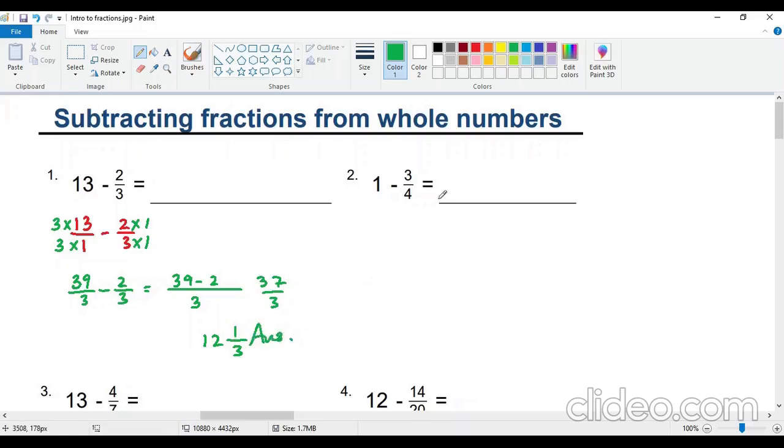As I said earlier, whole number should be treated as a fraction. Negative 3 over 4, equalizing the denominator. Multiply this by 1 and 1 by 4. Multiply the numerator also by the same number. That's going to give us 4 over 4, negative 3 over 4. Write this one as one number, and 4 minus 3 is going to give us 1 over 4, which is your answer.